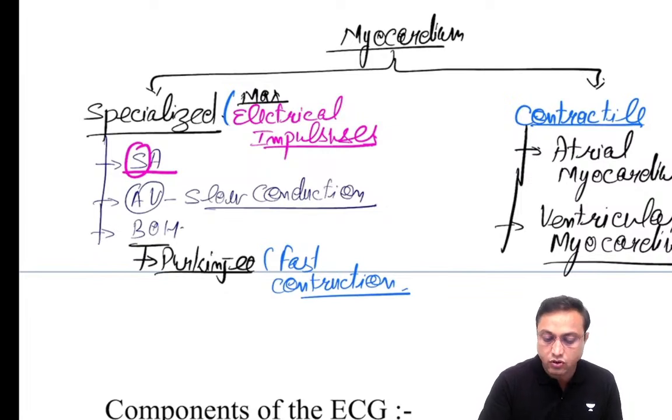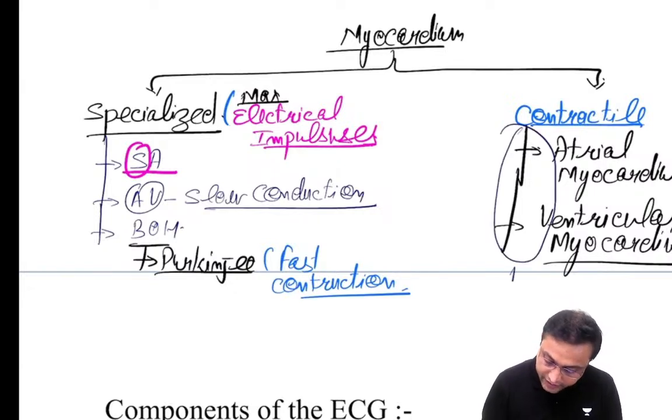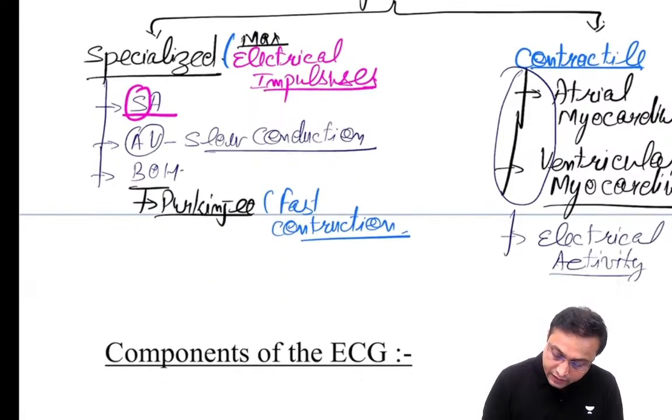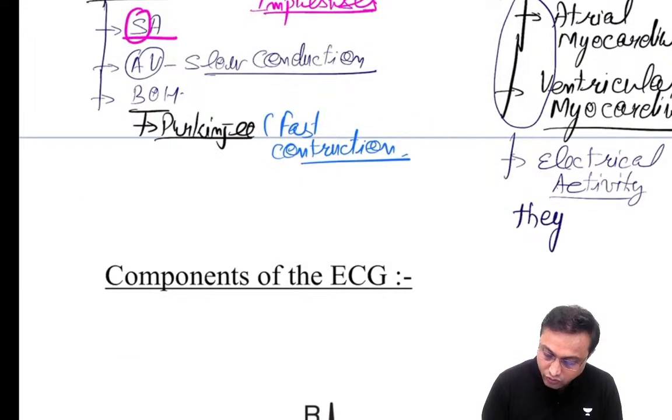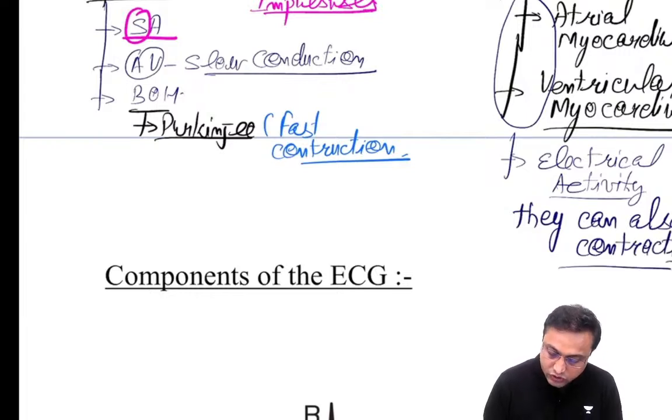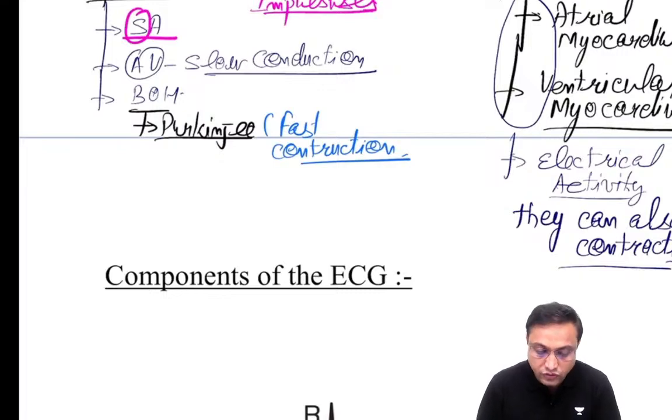Now let's talk about the contractile myocardium, right? Irrespective of the electrical activity they are receiving, they do have a property of electrical activity, and on top of that, they can also contract. So do remember these basic fundamentals, because now we are going to discuss the components of the ECG, where they are going to help us in understanding the concept.